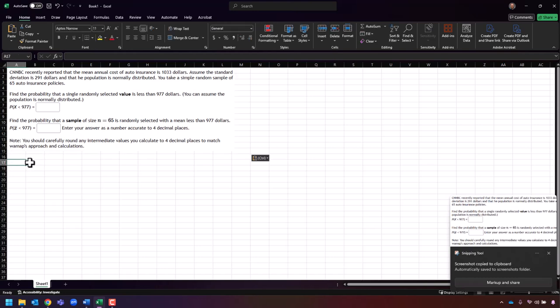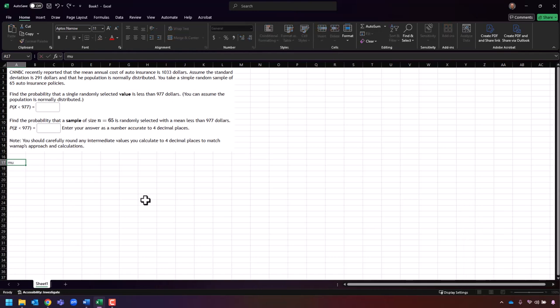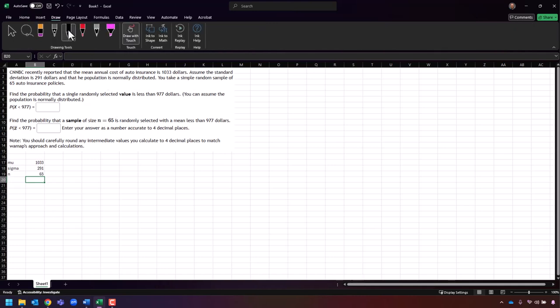And we'll talk briefly about what all is happening. So for the first run at it, the mean annual cost, mu, is $1,033. The standard deviation, that's sigma, is $291. And the population is normally distributed. You take a simple random sample, so this is a new thing. We have 65 auto insurance policies. Now, for part A, the first question says find the probability that a single randomly selected value is less than $977. So these things need a picture, and so I'll draw a picture for this one.